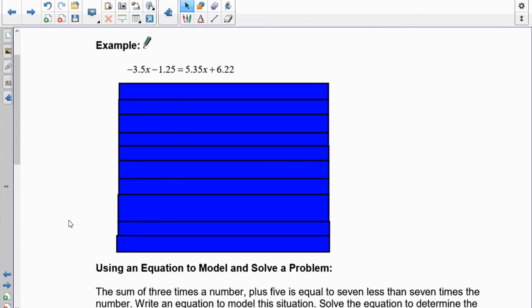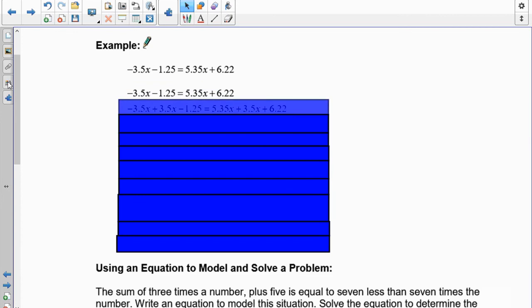Okay, so now we're going to do the split variable one. I'm going to get you started on this one, but then you're going to finish it off. We've got 3.5x minus 1.25 is equal to 5.35x plus 6.22. So we have to get rid of one of the x terms on one of the sides. Now remember I told you, make sure that you keep everything positive. So I'm going to get rid of this here first. If I get rid of this, I'm going to add 3.5x to this side. That'll become 0. And then I can add another 3.5x to this number here. This is what it's going to look like.